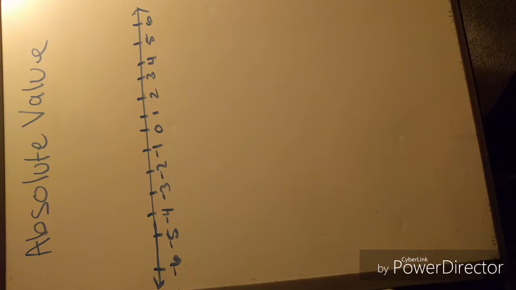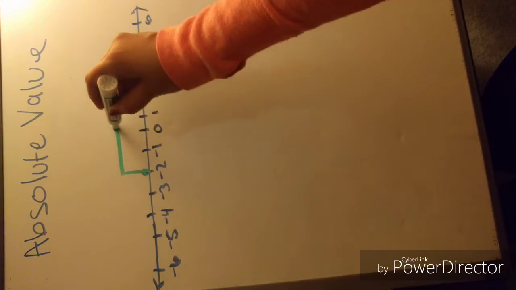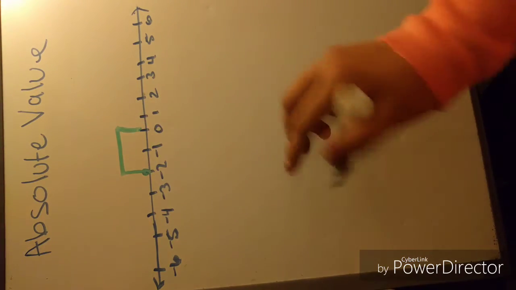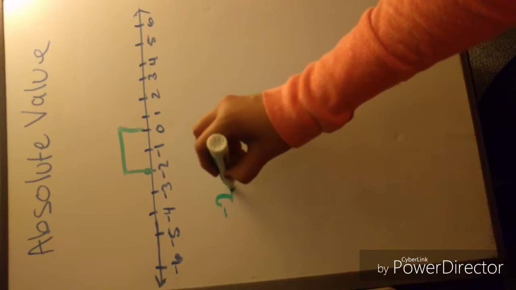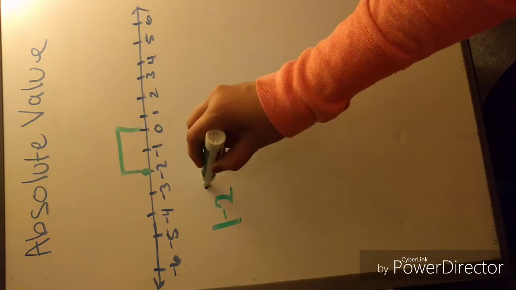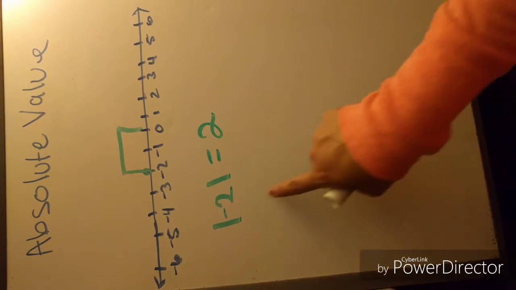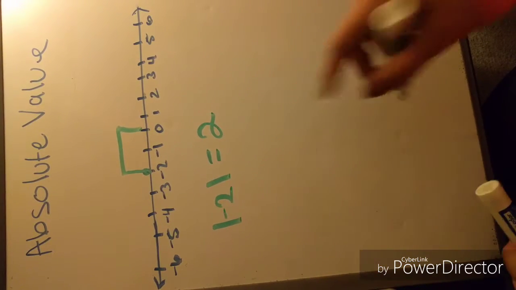When we talk about absolute value, we are looking for the distance from that number to 0. So if I said, what is the absolute value of -2? The distance between -2 and 0 is 2 units. So 1, 2. So the absolute value of -2 is 2. The way we write this is we write the number -2. We write these little absolute value signs, and we say equals 2. This means the absolute value of -2 is 2 because it's 2 units away from 0.